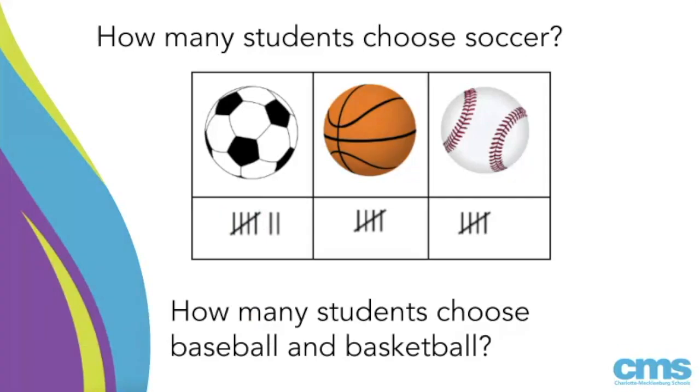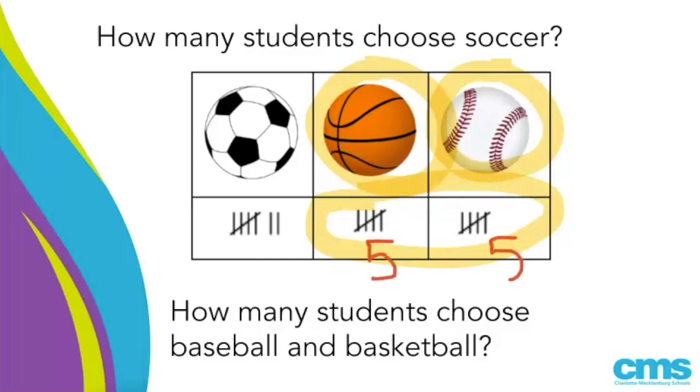Another question that students may be asked is, how many students chose baseball and basketball? Now, we would need to look at both baseball and basketball. So now we need to look at these numbers. And I see tally marks for these, and now I know that this is 5, and this is 5, and I could put those together. So I could think 5, 6, 7, 8, 9, 10. So 10 students chose basketball and baseball.